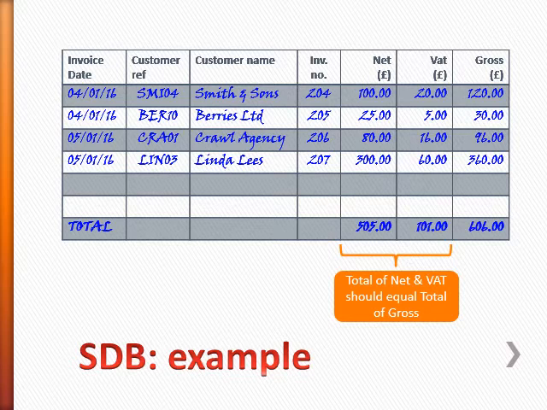What is worth remembering is that the total of our net and VAT columns should equal the total of the gross column. And it's well worth doing this sort of check regularly. This is what's known as a cross-add check, and it's one way of reducing the danger of making a mistake in our table of data.